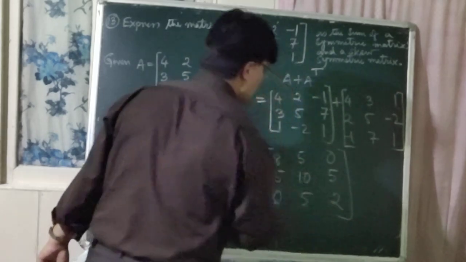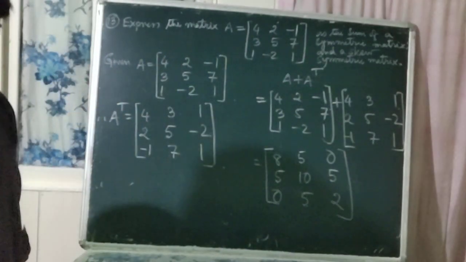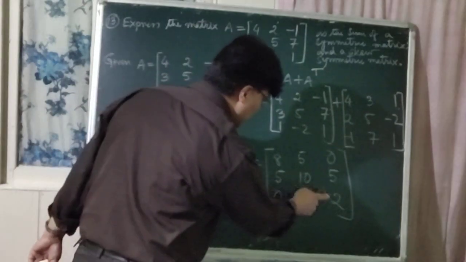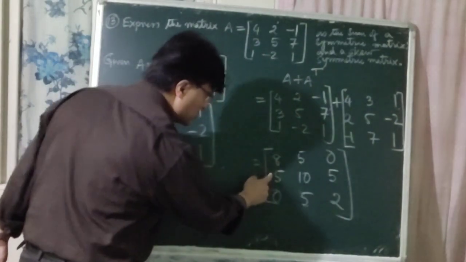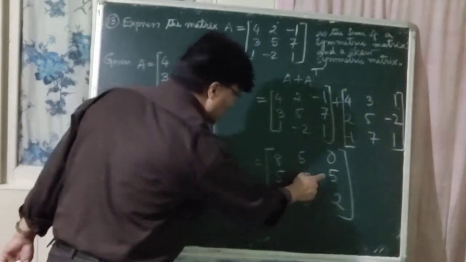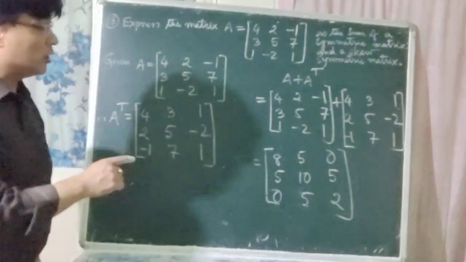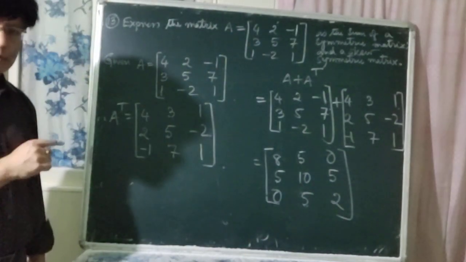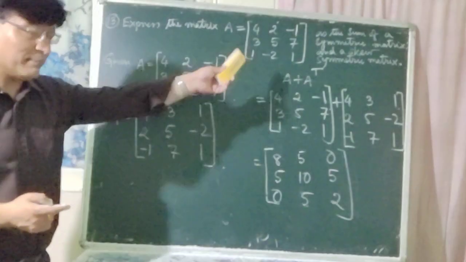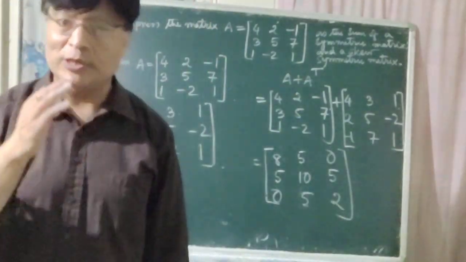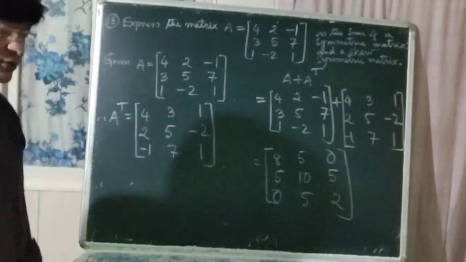So this is a symmetric matrix. The leading diagonal is 8, 10 and 2. If this is 5, this is also 5. This is 0, this is also 0. If this is 5, this is also 5. If you change rows into columns and columns into rows, you will get the same matrix, A plus A transpose. So this is a symmetric matrix.